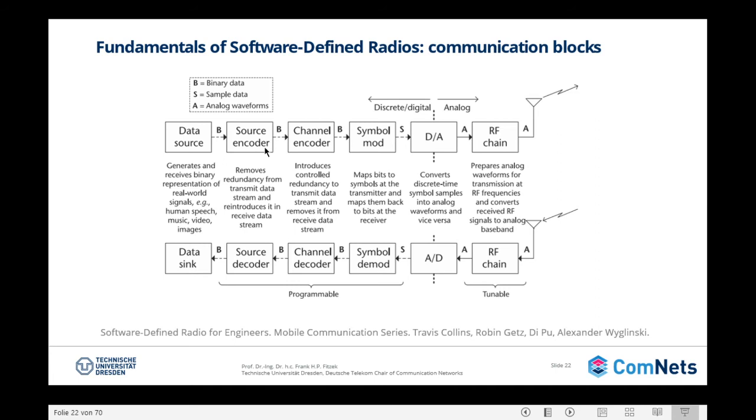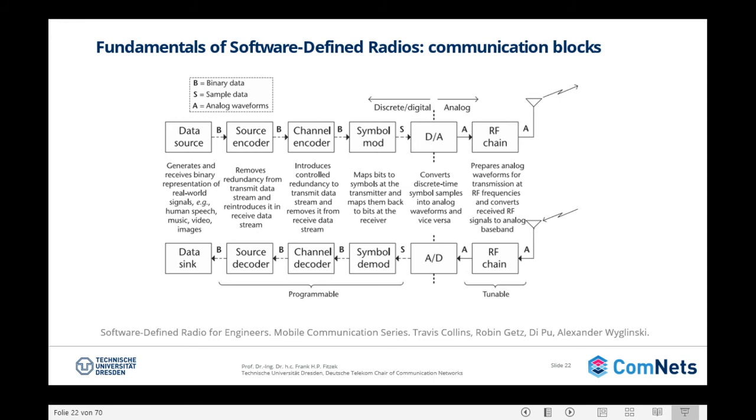The source encoder is going to remove the redundancy from the transmit data stream, and then reintroduce this redundancy on the receiver side. In the channel encoder, as we are going to transmit our data into a lossy electromagnetic medium, basically what we have to do is to put more redundancy to control errors during the transmission of the data.